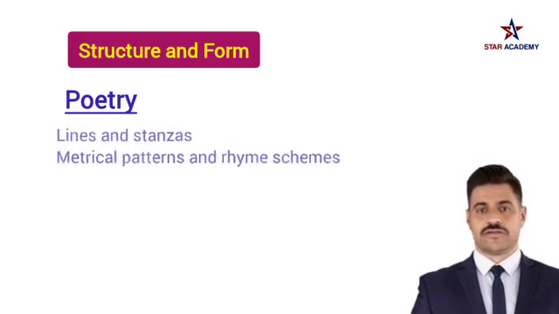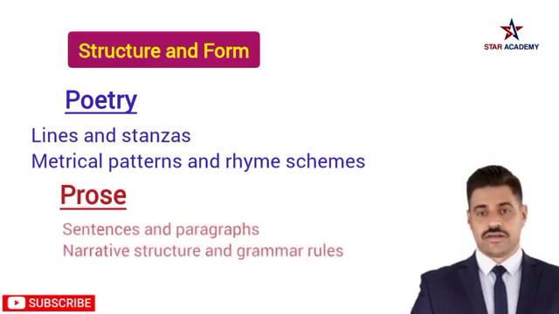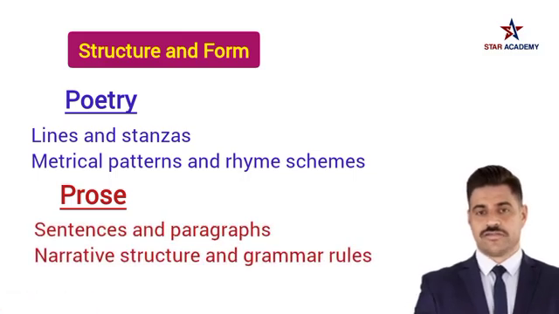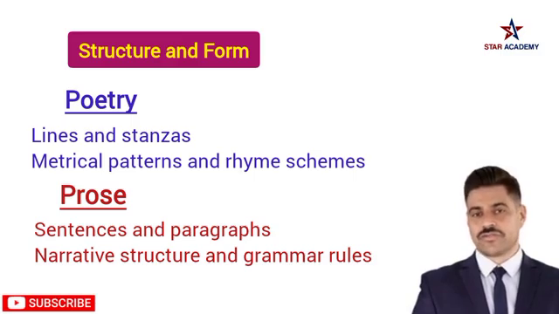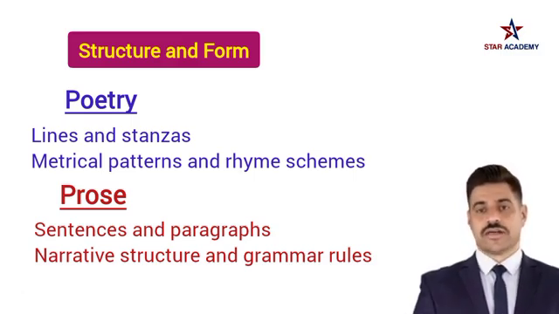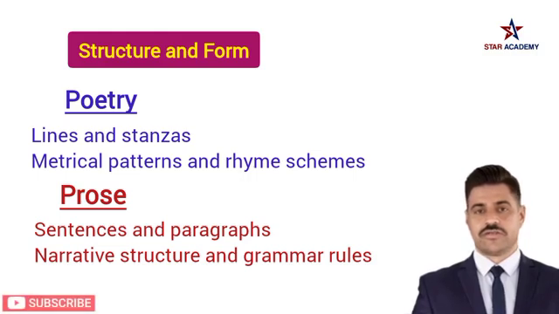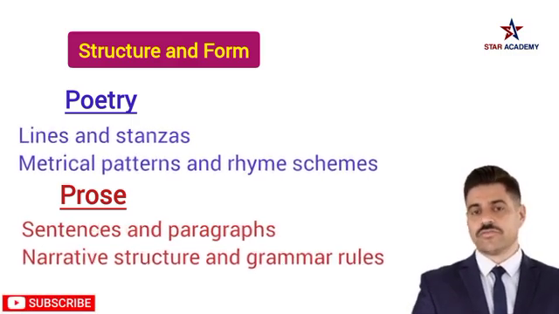Structure and form. Poetry: lines and stanzas, metrical patterns and rhyme schemes. Prose: sentences and paragraphs, narrative structure and grammar rules. The structure of poetry is built around lines and stanzas, often following specific metrical patterns and rhyme schemes. In contrast, prose is composed of sentences and paragraphs, adhering to standard grammatical rules and narrative structures.